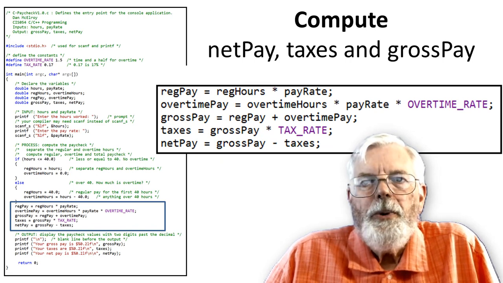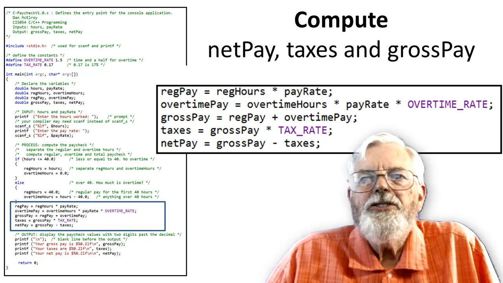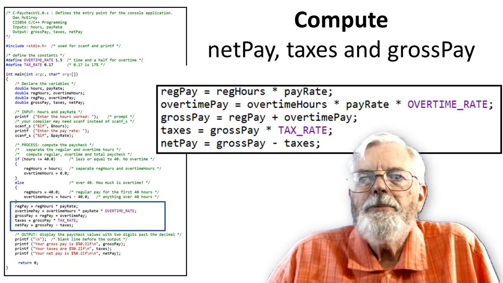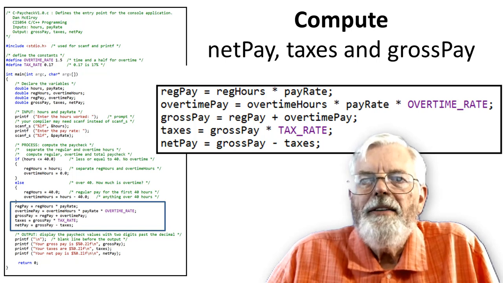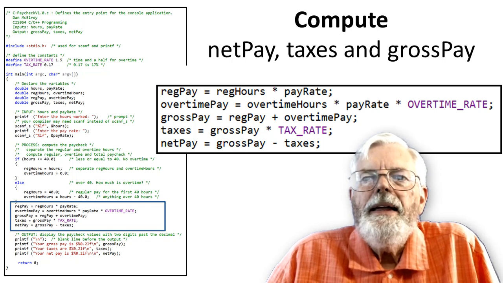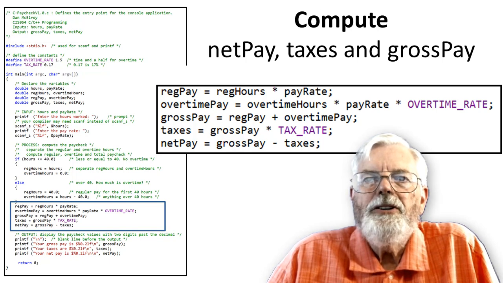The computations for regular pay and overtime pay are fairly straightforward. Reg pay equals reg hours times pay rate. Overtime pay equals overtime hours times pay rate times overtime rate. The overtime rate is from the constant 1.5 at the top of the program. The gross pay, that's the pay before deductions, is the sum of reg pay and overtime pay. Taxes are based on the tax rate defined at the top of the program. Net pay is anything that is left over from the gross pay after the taxes have been deducted.